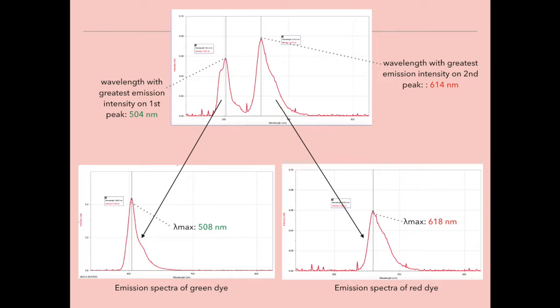If we run two other individual emission spectroscopy tests on the green and red dye, we can see that these are the two peaks represented in the first emission spectroscopy of the mixed solution because they're almost identical lambda maxes. The first peak on the emission spectra is green because on this peak, the wavelength with the greatest emission intensity is 504, and on the individual test, it has a lambda max of 508. The second peak is the red dye, as this peak's wavelength with the greatest emission intensity is 614 and has a lambda max of 618 in the individual.